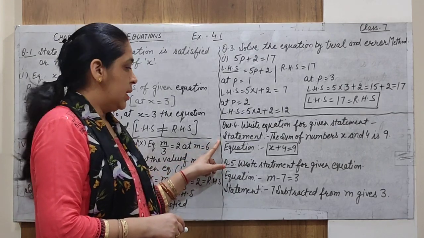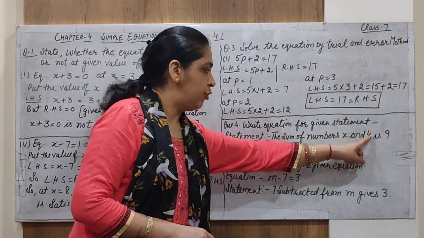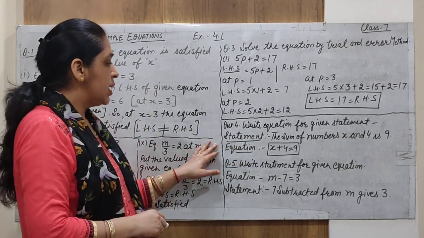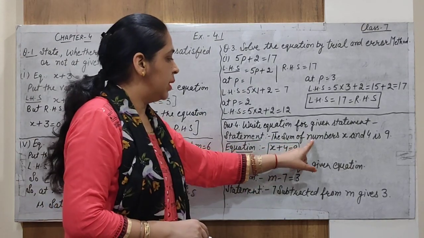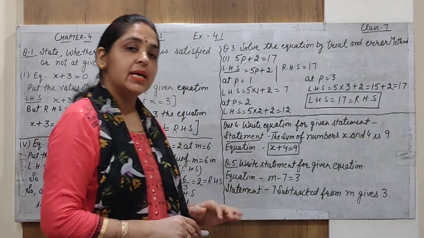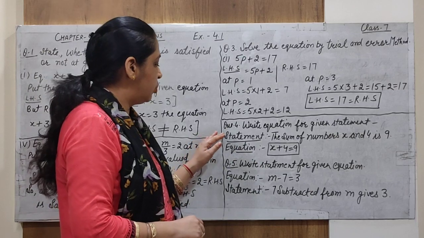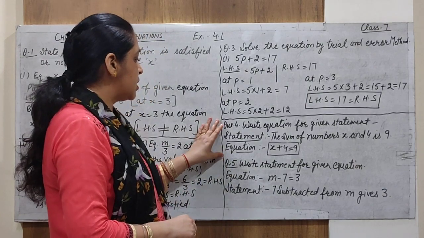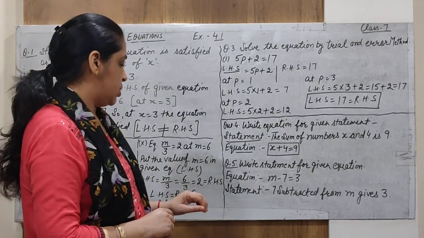Now, for example, the statement is: the sum of numbers x and 4 is 9. Step by step, read as we have done yesterday also in one such example. The sum means addition of numbers x and 4. When we add 4 and x, we get the result 9. So the equation is x plus 4 is equal to 9. So we have to convert the given statement into an equation. This is done in question number 4. So similarly you have to do the other parts.